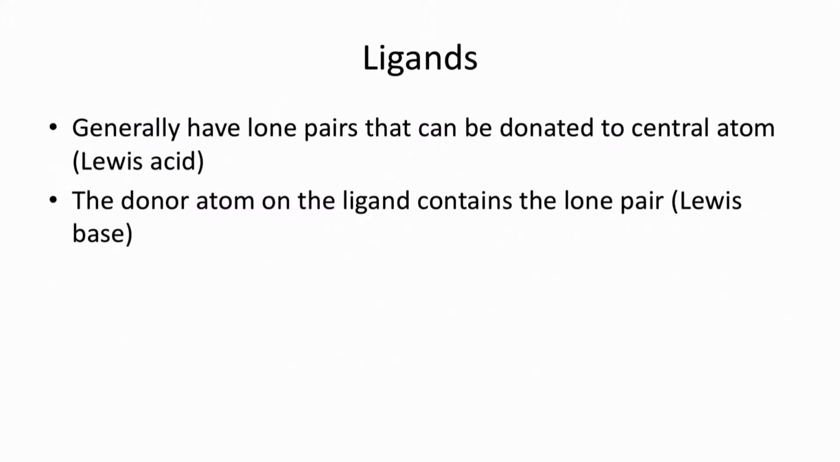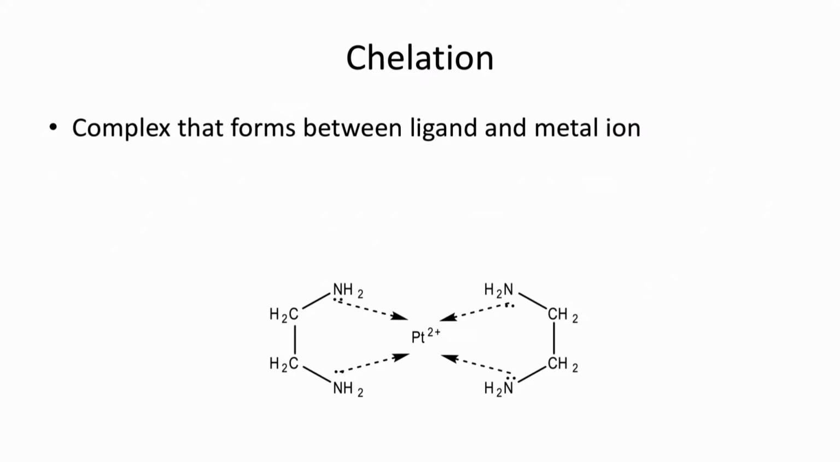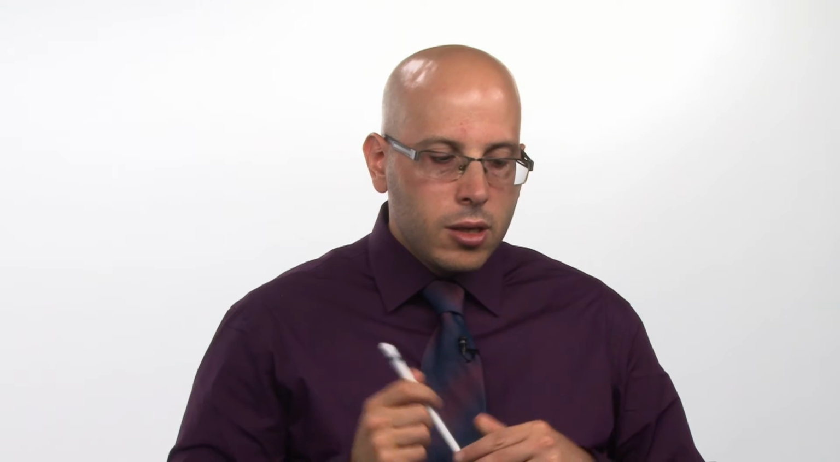Okay, ligands usually have lone pairs that can be donated to the central atom. And so usually the lone pairs that are donated are the Lewis base, and the central atom that receives them, or the ion, is going to be the Lewis acid. Okay. Chelation, which is from the Greek word for claw, right? So imagine something coming out and grabbing the central ion. These are the ligands that are grabbing the central atom or the central ion, and the term is used to describe this complex that forms between the central atom and all the ligands that are surrounding it.